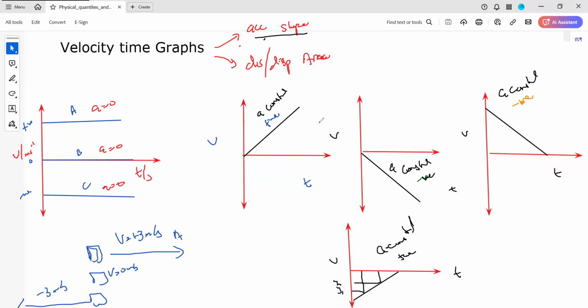So these are the four possible graphs for the constant acceleration. The value of acceleration can be positive or negative depending on the position of the y1 and y2. But these are all the constant acceleration graphs.